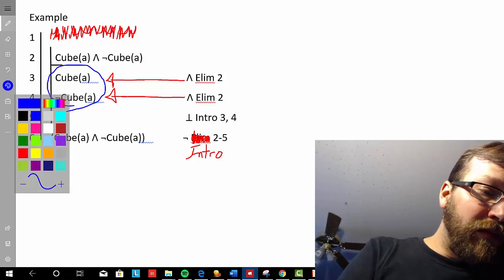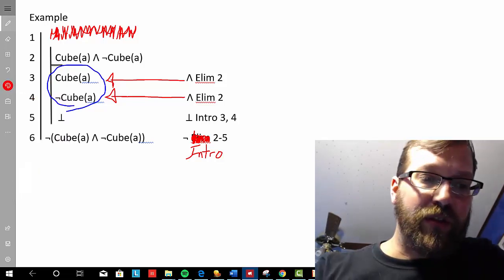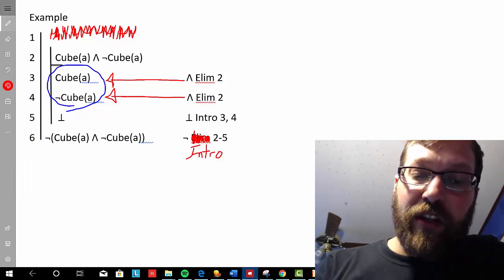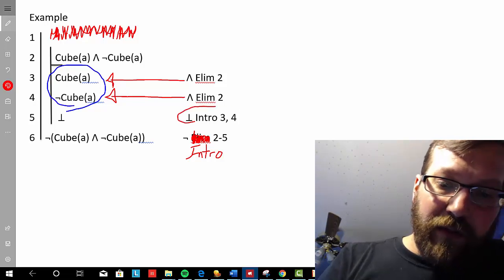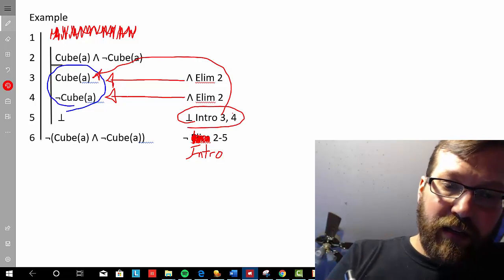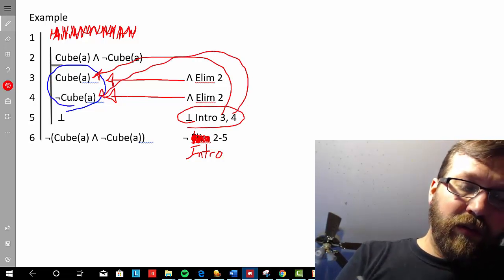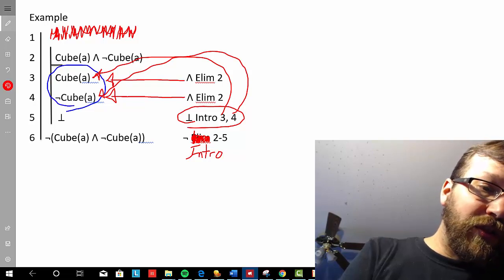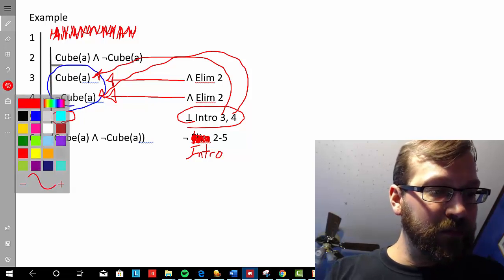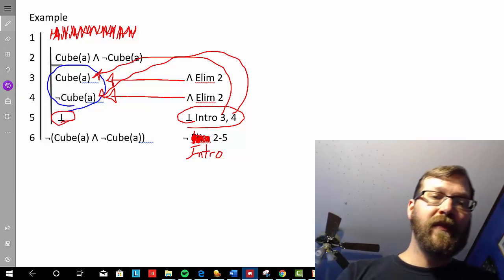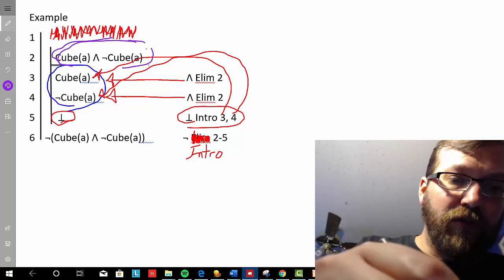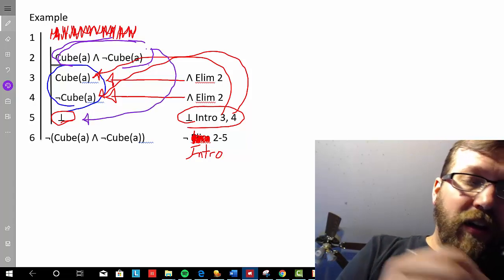And we said that when we have those two propositions taking that form, P and not the case P, we can use contradiction introduction, which is specifically what I'm doing here. And we're using it on 3 and on 4 to introduce a contradiction. So notice then that under the assumption A is a cube, and it's not the case that A is a cube, we arrive at a contradiction.